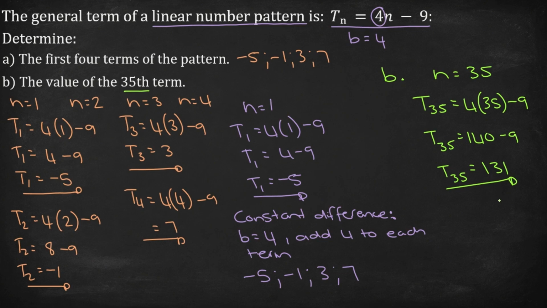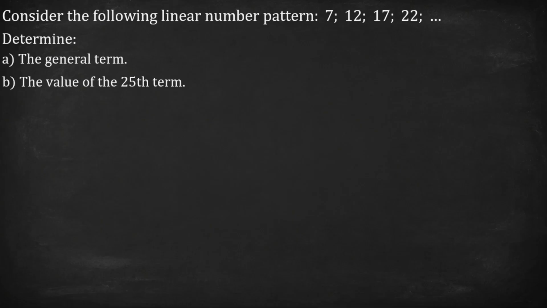Okay, so example 1 is done. Let's read example 2 together. We have to consider the following linear number pattern, 7, 12, 17, 22, and then it is a two-part question. Determine A, the general term, and B, the value of the 25th term.